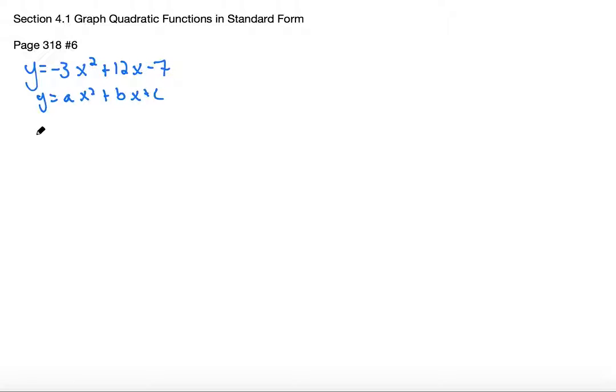So as you recall from when we first discussed section 4.1, there are 4 things I would like you to do when graphing a parabola written in standard form. The first thing I want you to find is the y-intercept. The reason I'm asking you to do that is because this is a relatively easy point to find when an equation is written in standard form. And that's always given to us as the point (0, c). So for this parabola, that point would be (0, negative 7).